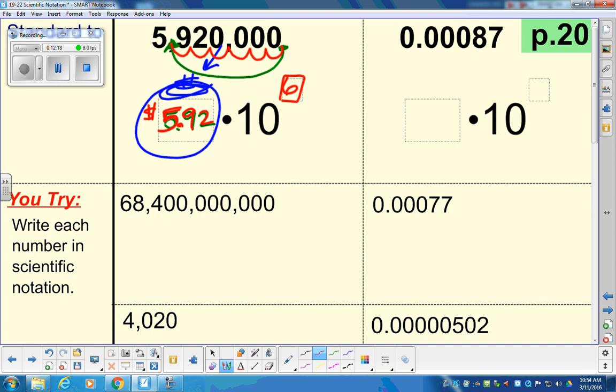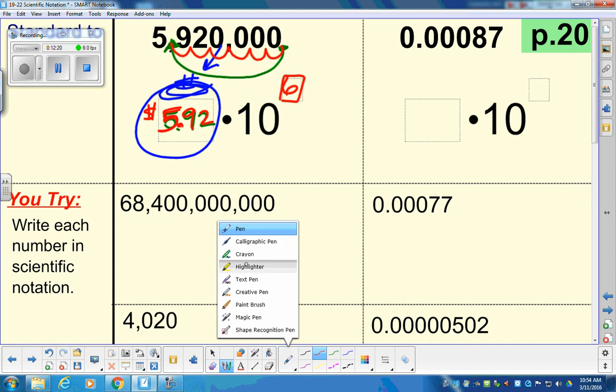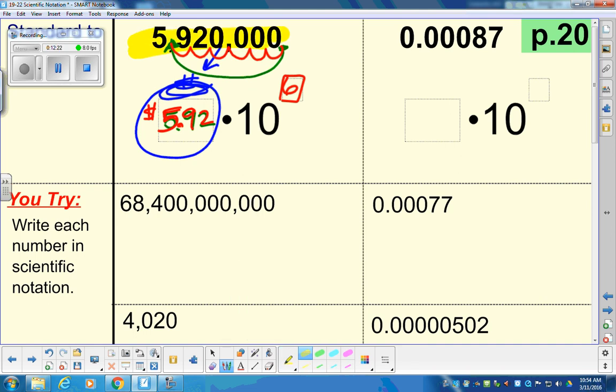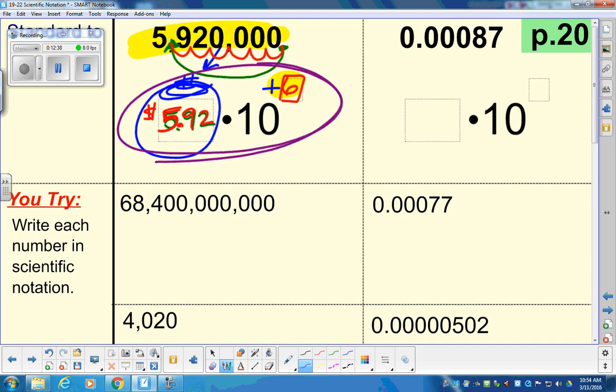And that actually is not true, because what is happening in this problem, this is a really big number. Therefore, its power has to be positive. It's a big number. It has to have a positive exponent. So there is my answer, 5.92 times 10 to the positive 6th power. This bottom answer here is what's called scientific notation. So in this problem, we went from standard form, the answer, to something called scientific notation.